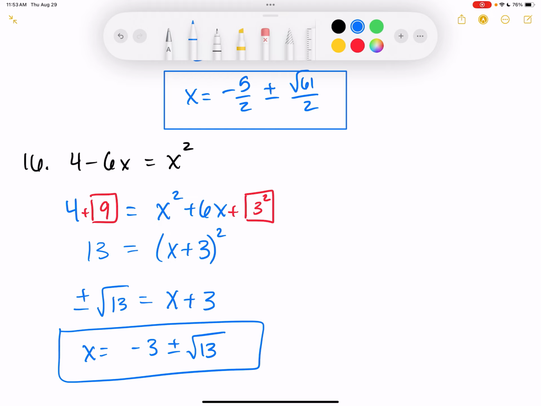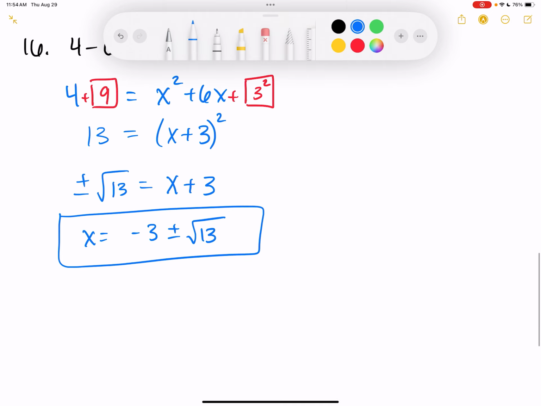Any questions on those ones? All right, then one more. Solve the equation using the quadratic formula. So 20, we have 2x squared minus 3x plus 1 equals 0.